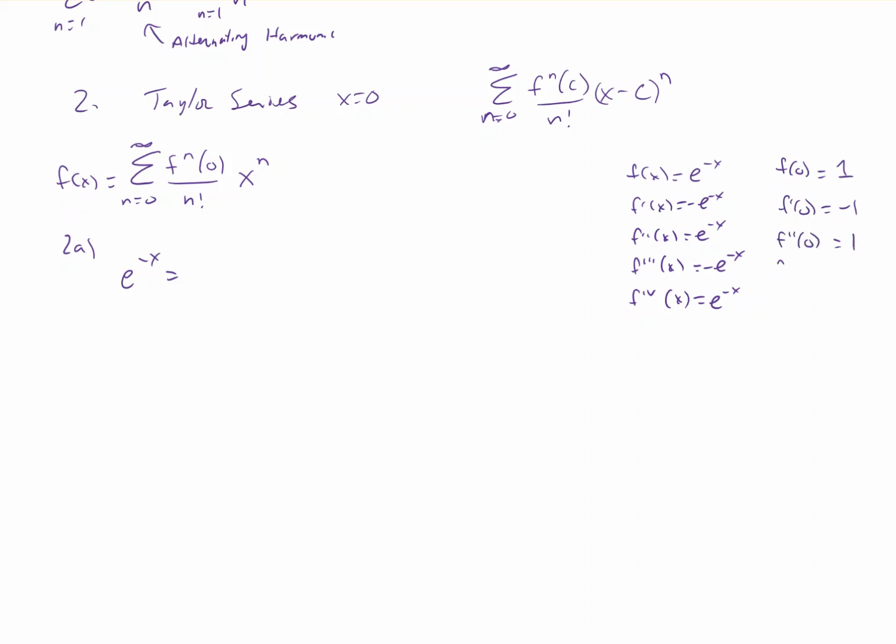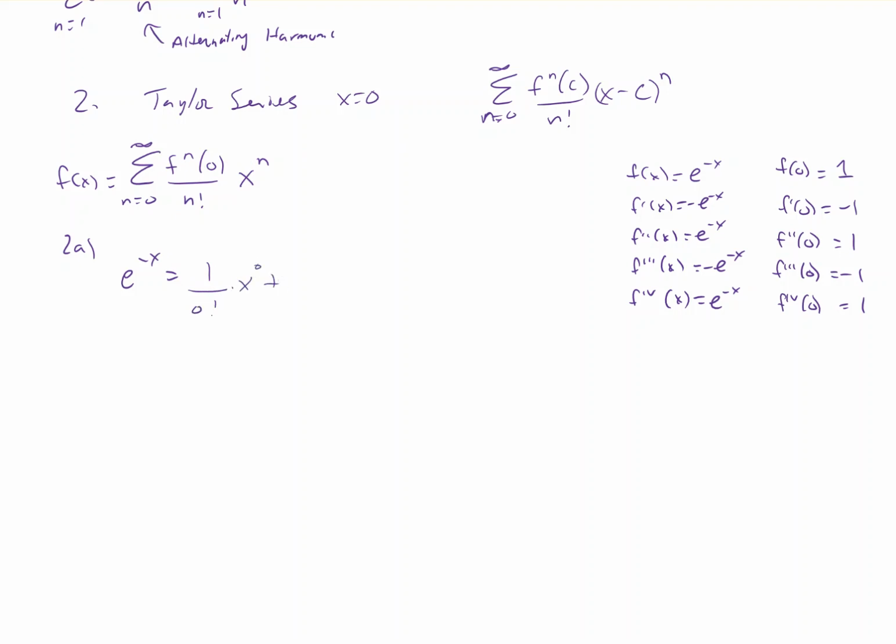That's 1. F triple prime of 0, negative e to the 0. That's negative 1. And this is just alternating, right? Just a fancy way of alternating. So we're going to come in here now and plug in. The first thing we have to do is plug in the function. The 0th derivative is really the function, so we're going to evaluate f of x at 0. So f of x at 0 is 1 over 0 factorial times x to the 0.